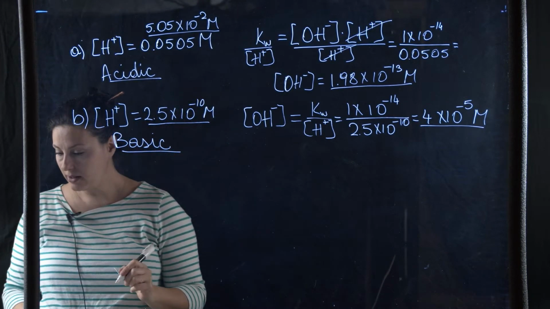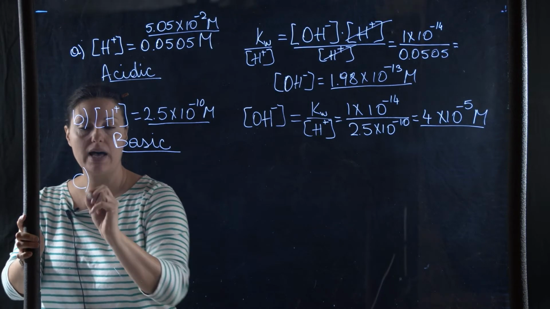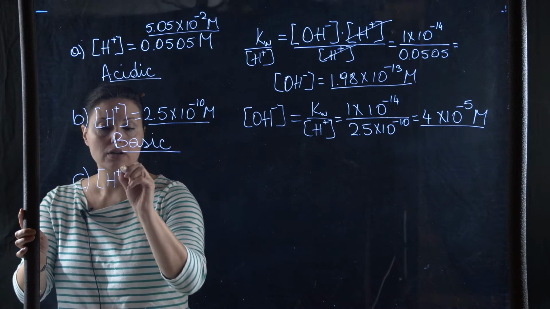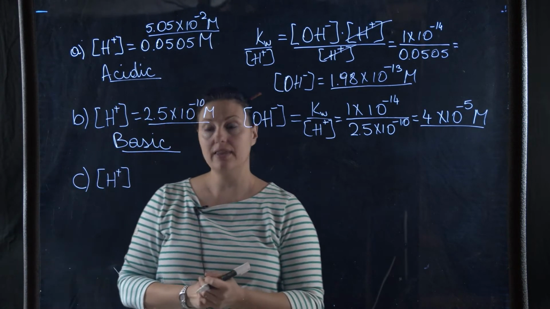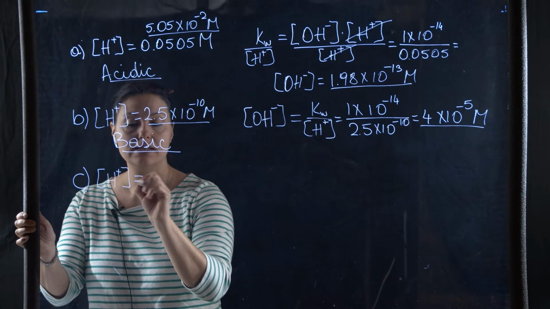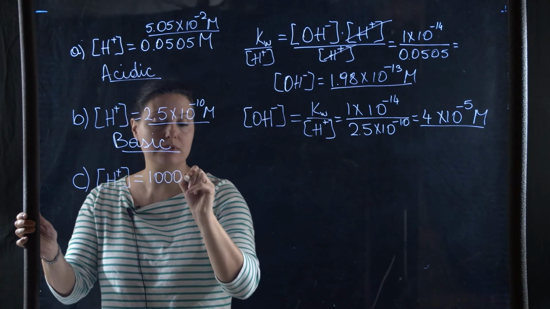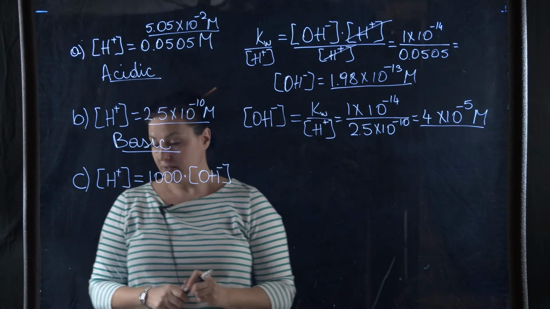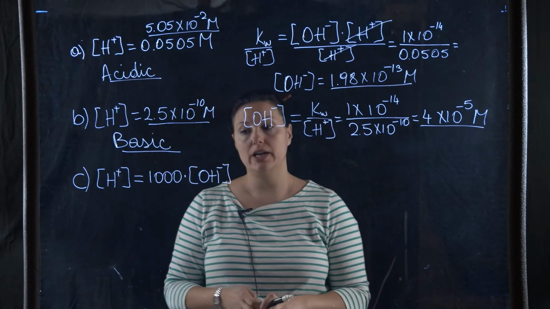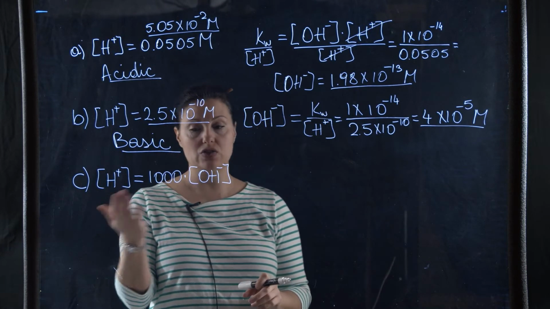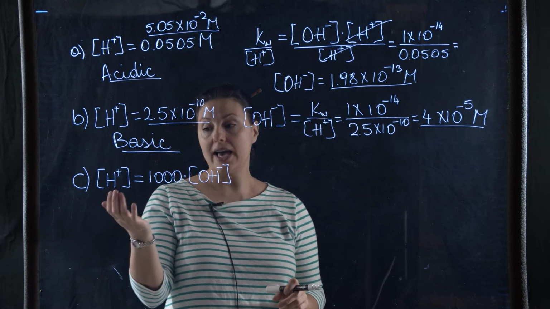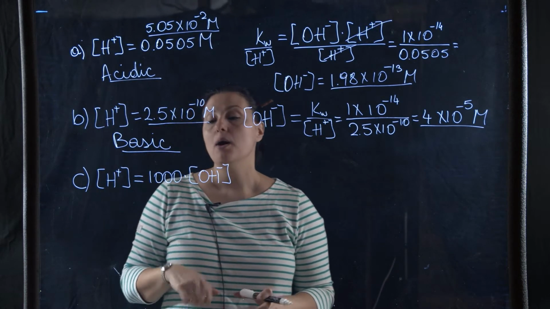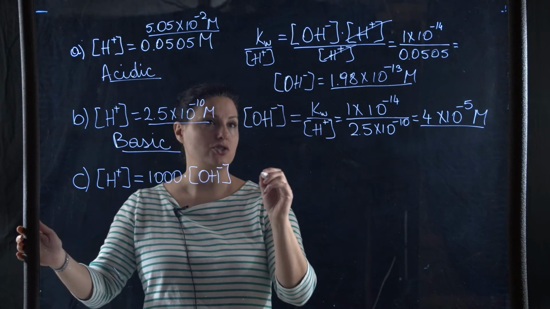And let's look at the last problem. I have C, a solution in which the H plus concentration is 1,000 times greater than that of OH. So I can write this as H plus is equal to 1,000 times the OH minus concentration. Let's figure out what the OH concentration is. Obviously, because the H plus concentration is 1,000 times greater, I know that this is going to be a larger number than my OH minus, which means the solution is going to be acidic. But let's figure out what the OH minus concentration is.